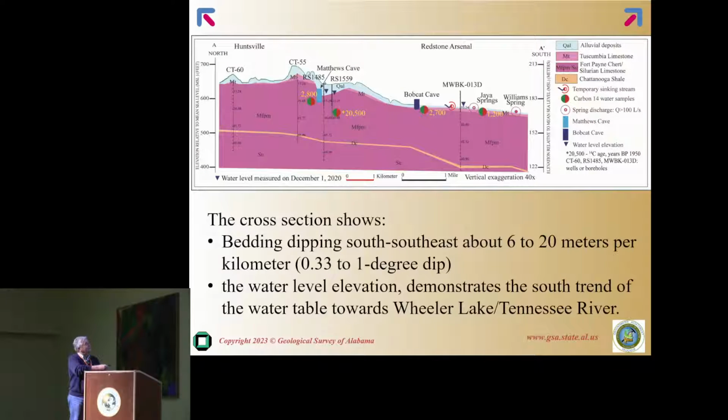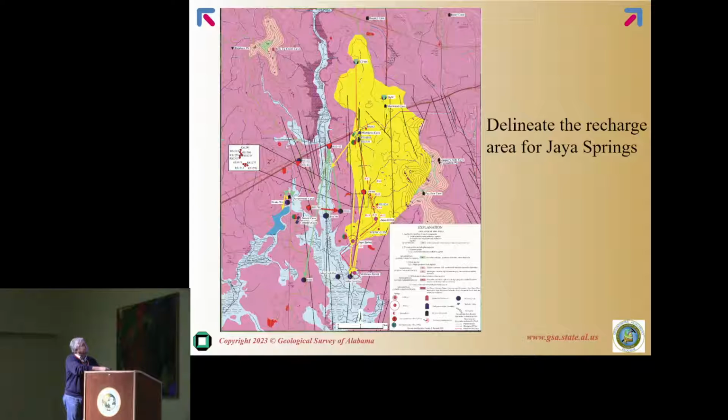Now I extend it in Alabama too. Here is a cross-section, north-south along the site. The vertical exaggeration is 40 times, and the cross-section shows the bedding plane, which is dipping south-southwest, about 6 to 20 meters per kilometer. That is 0.33 to 1 degree. This is horizontal: the water level elevation we measured in the cave, which demonstrates the south trend of the water table towards Weir Lake, Tennessee River.